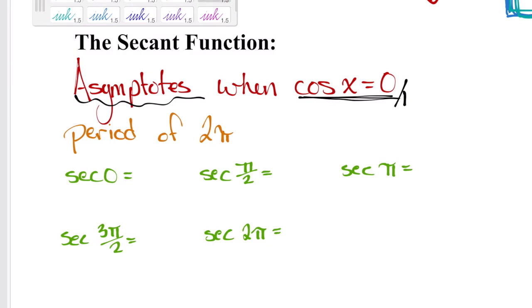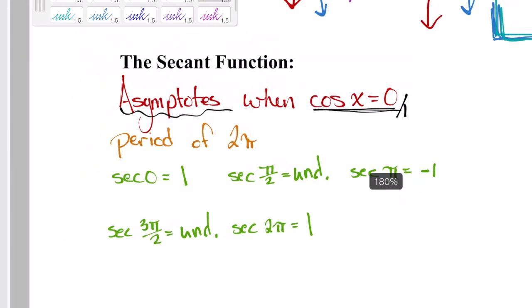So going through here, cosine of 0 is 1, so this is also going to be 1. Cosine of pi over 2 is 0, so here we're going to be undefined. Secant of pi is going to be -1, because cosine of pi is -1. Cosine of 3 pi over 2 is 0, so we're going to be undefined there. And then secant of 2 pi is going to be 1. So we're right back at the start again.